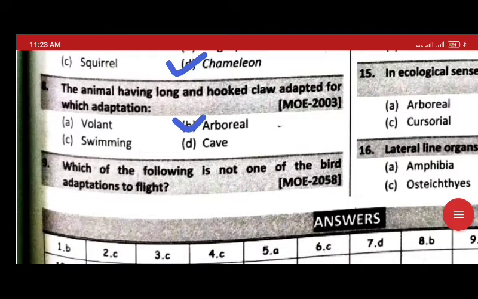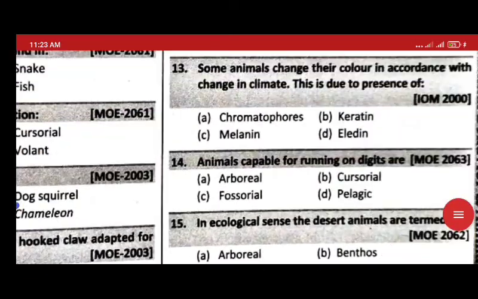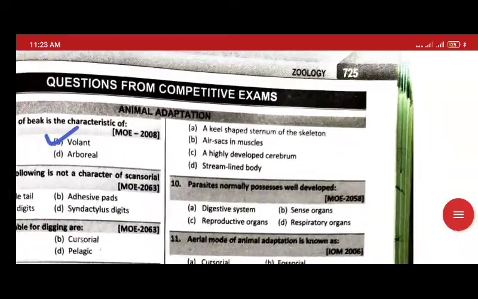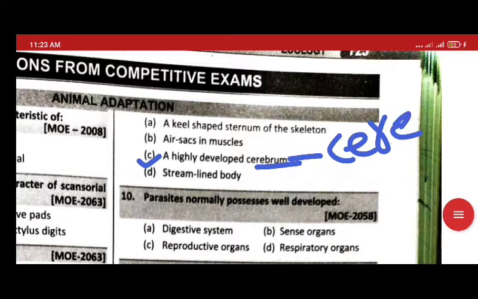Which of the following is not one of the bird adaptations to flight? So for flight, which is not important? Here you can see developed cerebrum. Cerebrum is not necessary, because for maintaining balance in air we need cerebellum, because cerebellum is for balance.